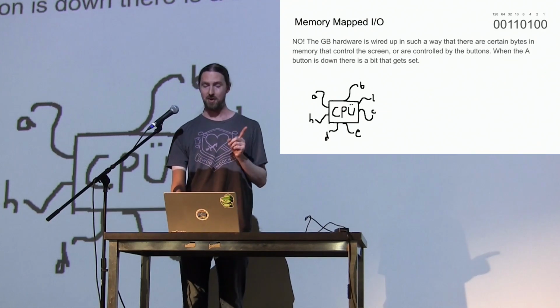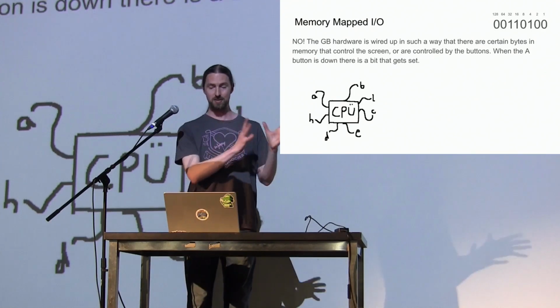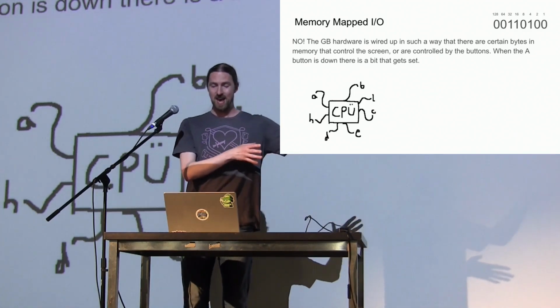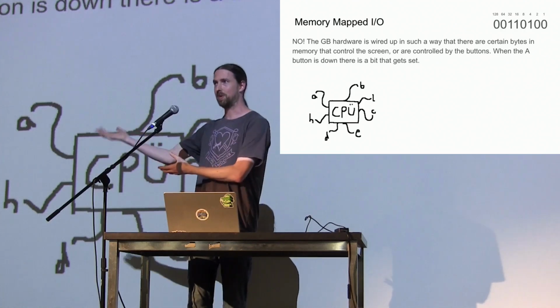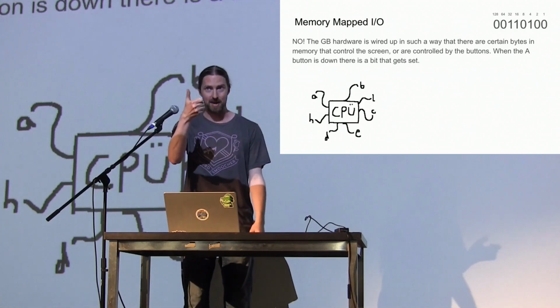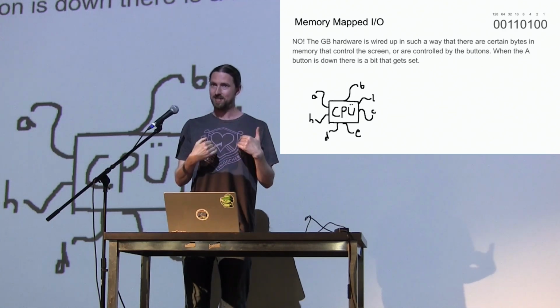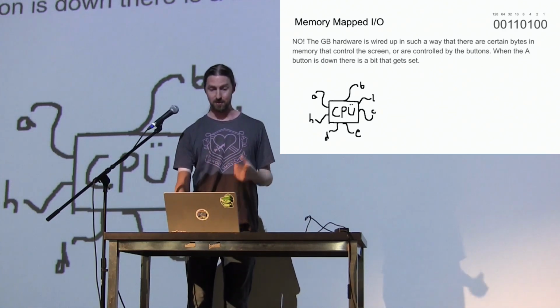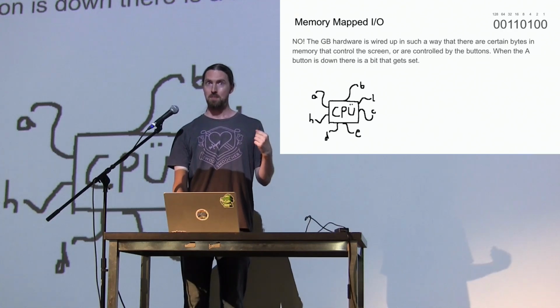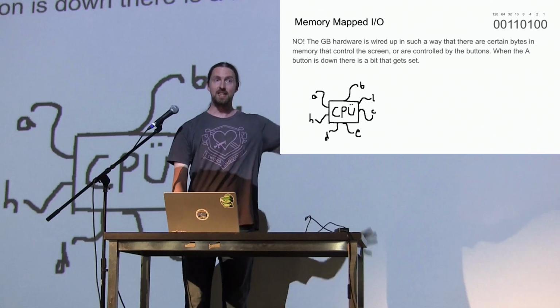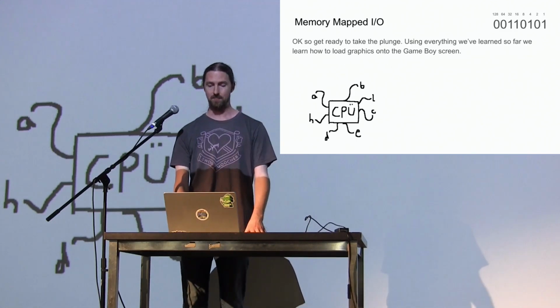No. The Game Boy hardware is wired up in such a way that there are certain bytes in memory that are the screen. And then there are other bytes that are controlled by the buttons. So when the player holds down the A button, there's a bit that literally gets flipped, and you just read that byte, and then you know what buttons are held down. If you want to render things, that's exactly it. You write to those bytes. So really it is just a couple of lists.